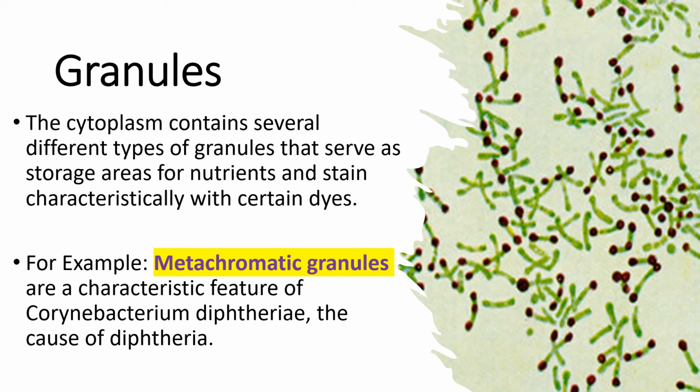Next component is granules. The cytoplasm contains several different types of granules that serve as storage areas for nutrients and they stain with certain dyes. For example, metachromatic granules are a characteristic feature of Corynebacterium diphtheriae, the cause of diphtheria, as shown in this picture.